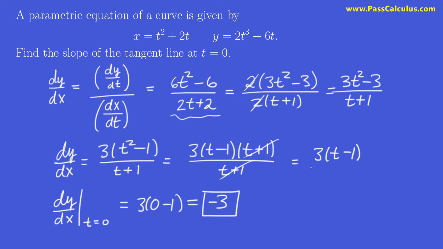Because most of the time you need to simplify your expression down to the best possible terms. So we just practice that, and then we put in the number that we're looking for to get the slope of the tangent line. And that's all we have to do. So just remember this formula right here. This is the formula for the derivative of a parametric equation.